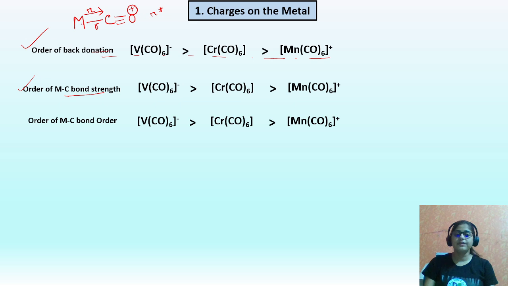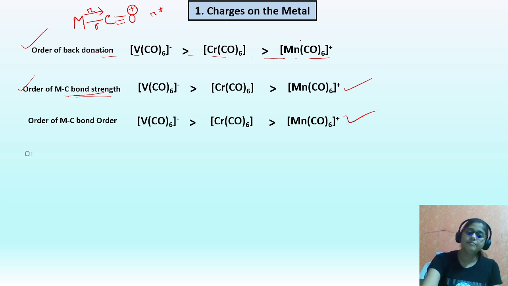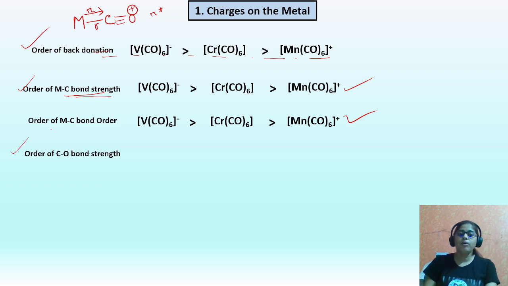When the donation is more, that time the M-C bond will have more double bond character. Means, when the donation is more, M-C bond strength will be more. So we know the donation order is this, so M-C bond strength will follow the same order. Fine. Now, the order of M-C bond order. We know bond strength is proportional to the bond order, right? We have previously read that. So the order is again the same. The next one, order of CO bond strength.